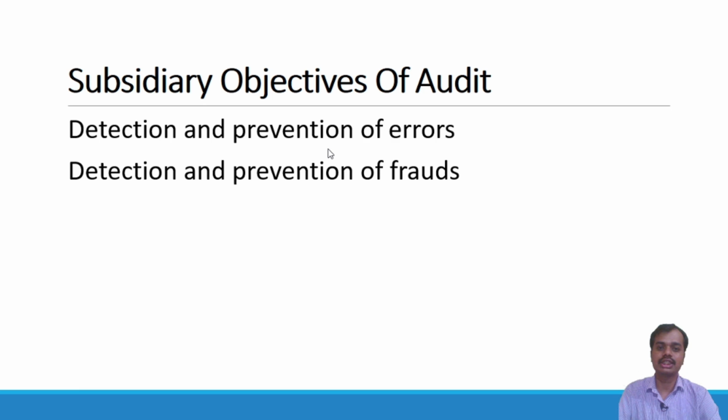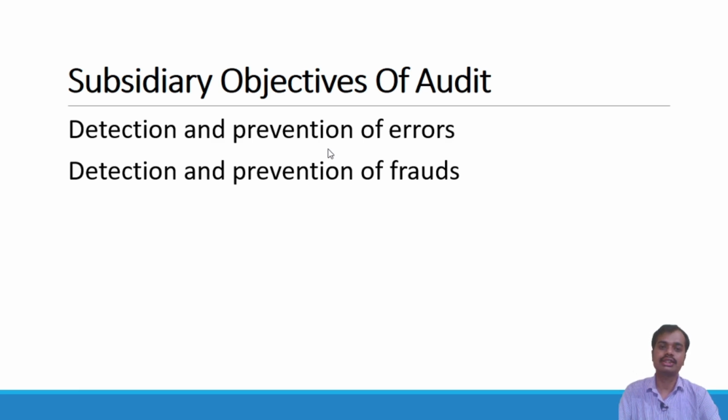The second objective is detection and prevention of frauds. Frauds are those mistakes which are committed knowingly with some vested interest on the direction of top level management. Management commits frauds to evade tax, to show the effectiveness of management, to get more commission, to sell shares in the market or to maintain the market price of the share, etc.